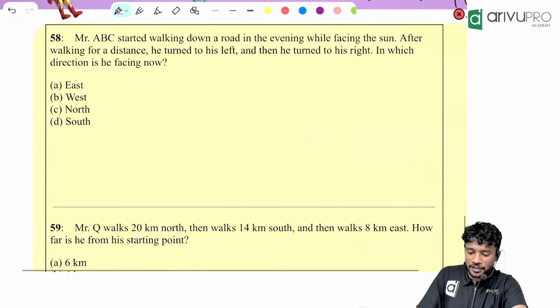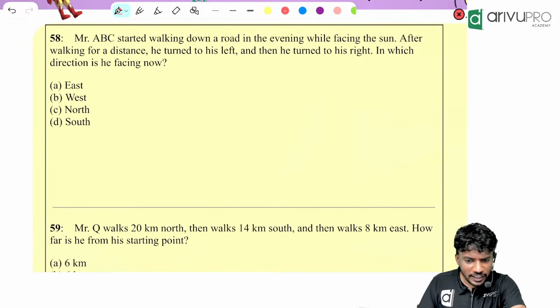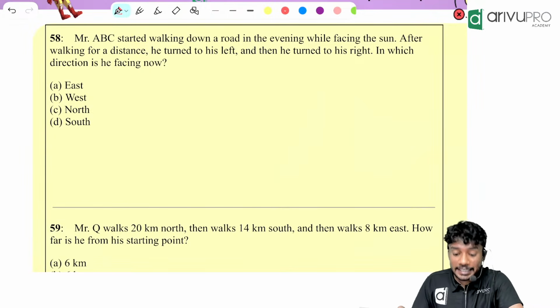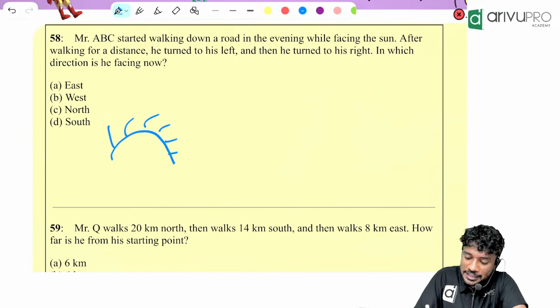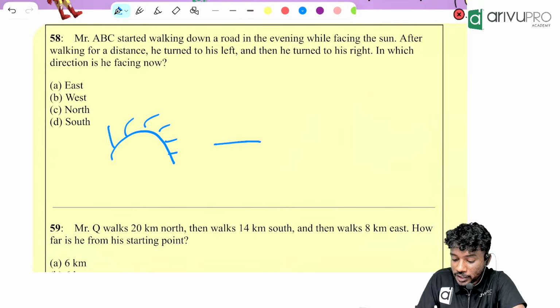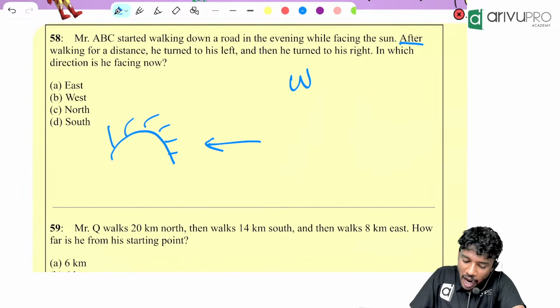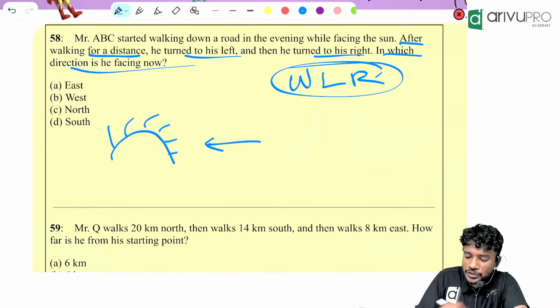Next one. ABC started walking down a road in the evening while it was what, people? Facing the sun. In the evening, sunset where? Sunset in the west. So he is initially walking in which direction then? Looking towards the sun. That means west is the initial direction. After walking a distance, he turned to the left and turned to the right. In which direction is he facing now is the question.